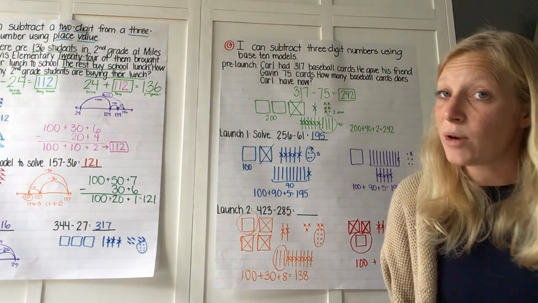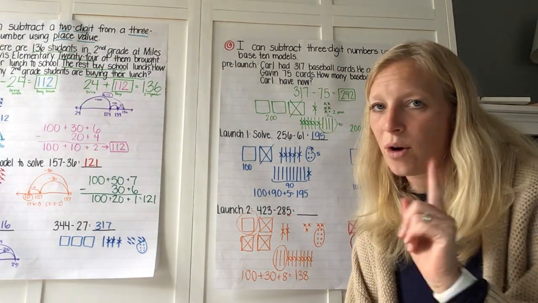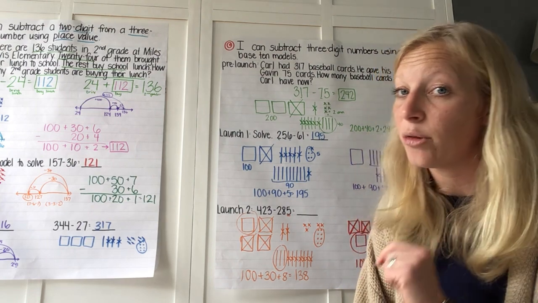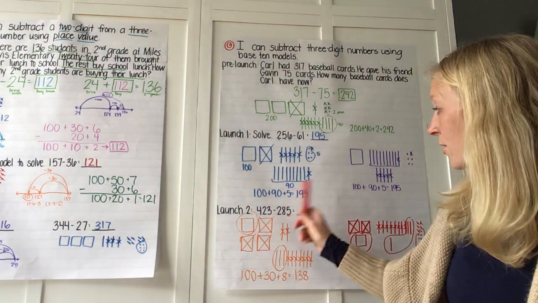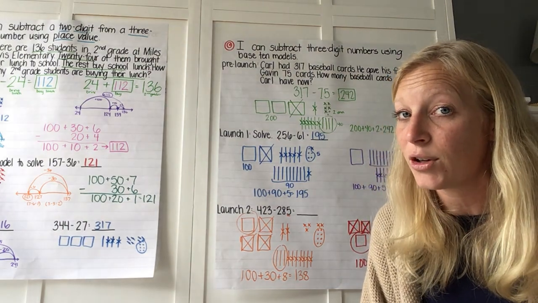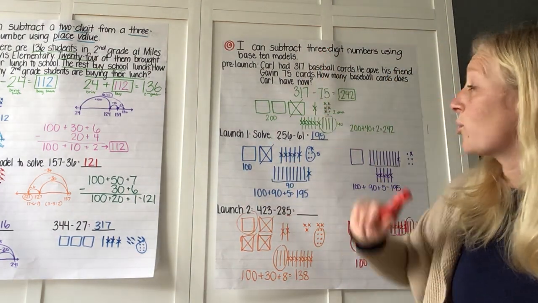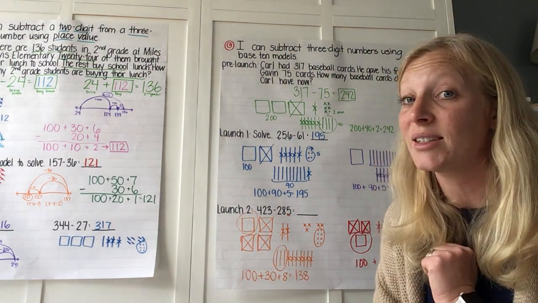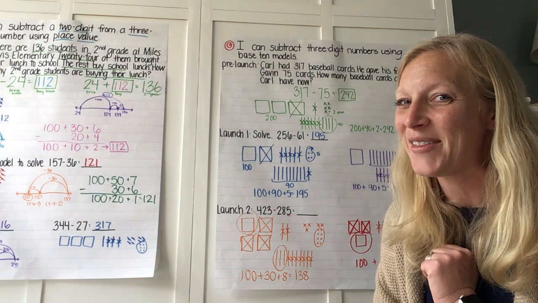As you are solving these problems today on your own, remember, you're drawing your base 10 blocks and you may have to regroup. So you can think of either of these ways that you can draw those base 10 blocks to make it easier for you to subtract those 3-digit numbers. And today we're just focusing on using those base 10 models. Happy solving, second grade!